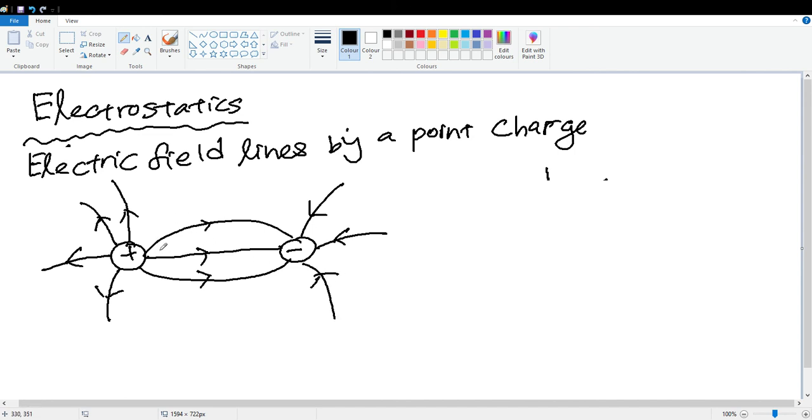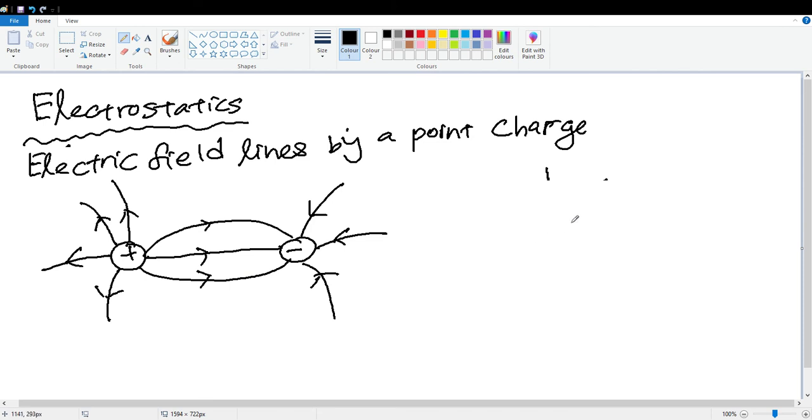So if both charges are interacting, in the region of the electric field, the electric field acting on both charges is in this form. Same concept: the electric field lines for the positive charge point outwards, and for the negative charge, the electric field lines point inwards. So this is for different charges.